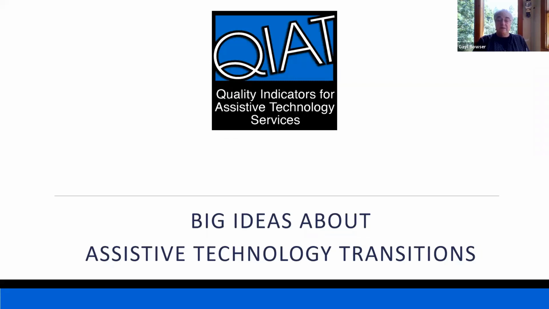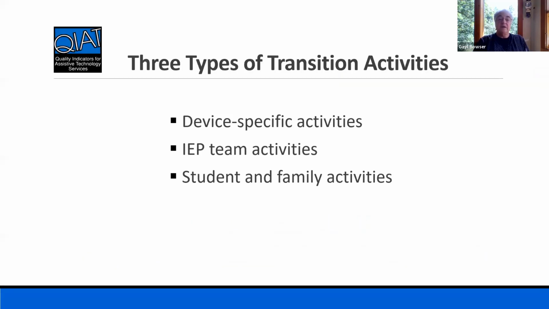There's some big ideas about assistive technology transitions that I think are really important. So I'd like to share those with you today and encourage you to read the guiding document about assistive technology transition that's included on the Quiet website. There really are 3 types of transition activities. There are device-specific activities, activities that the IEP team is procedurally required to implement, and then also activities that the student and family need to be involved in order to ensure continuity, because it's the student and the family who will be always present in the new environment.